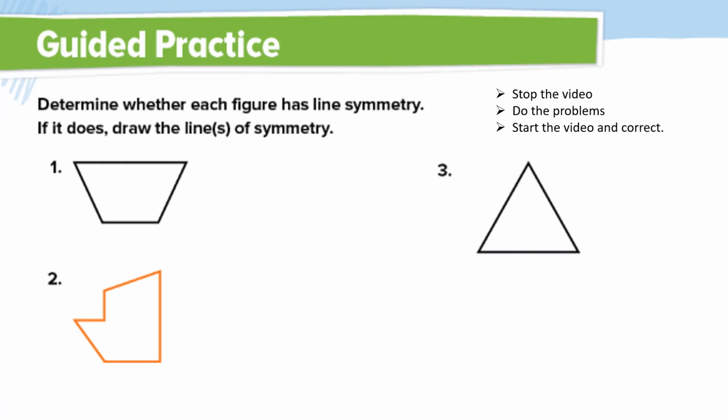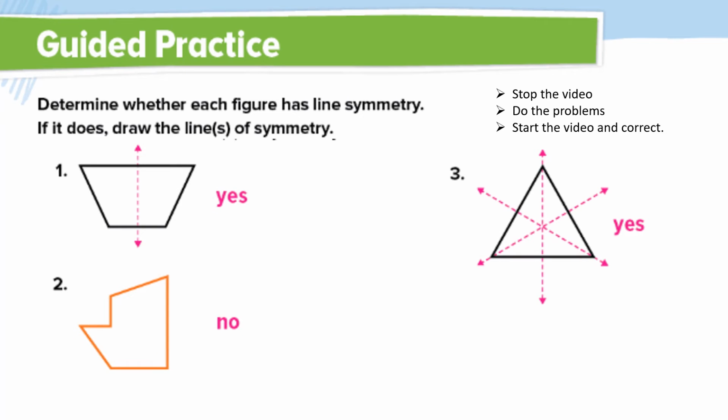Continuing on that same page, do 1, 2, and 3, stop the video, and then start it again to correct. So for number 1, the trapezoid has 1 line, the triangle has 3 lines of symmetry, and that shape in number 2 has none.